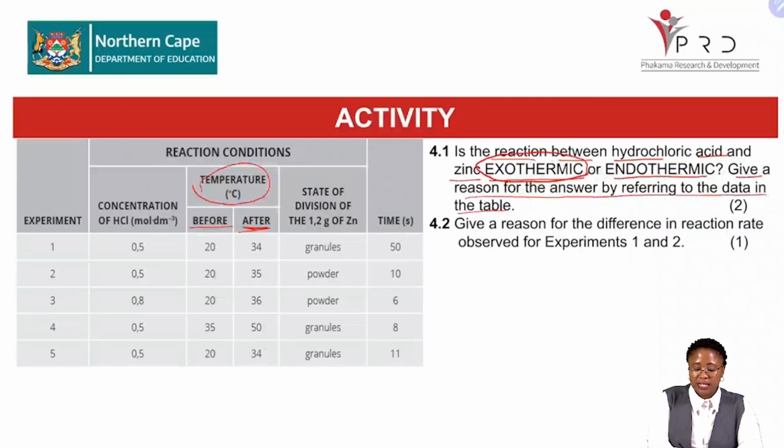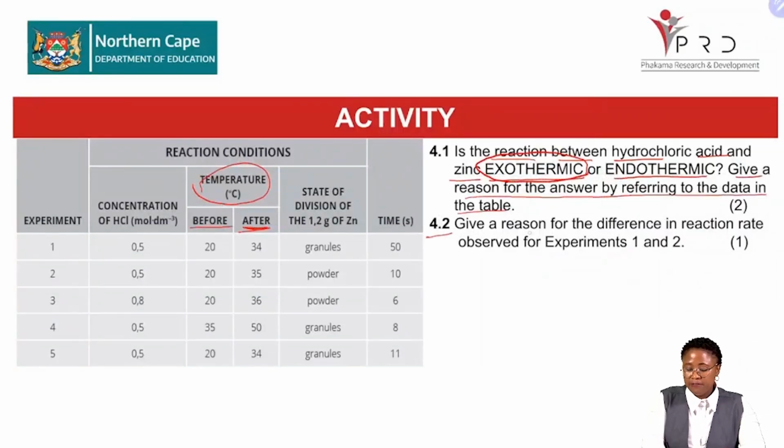This is definitely an exothermic reaction. Why? The temperature has increased during the reactions. As you can see, in the different reactions, everywhere the temperature has increased, and that's why we are saying the reaction is exothermic. So can you see it's important to go back to the table and read the information? Now, let us move on to 4.2.